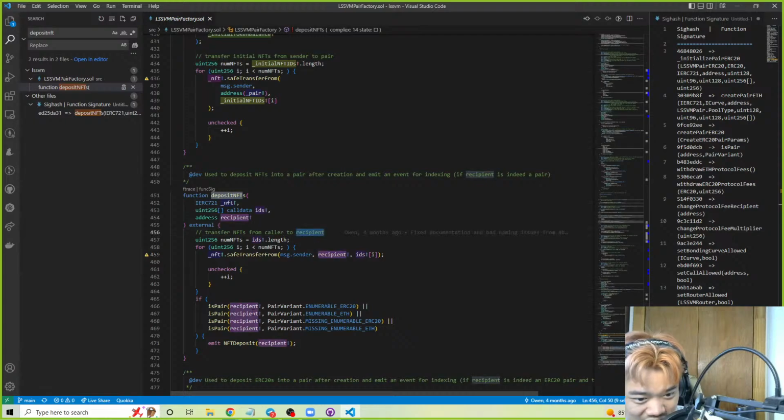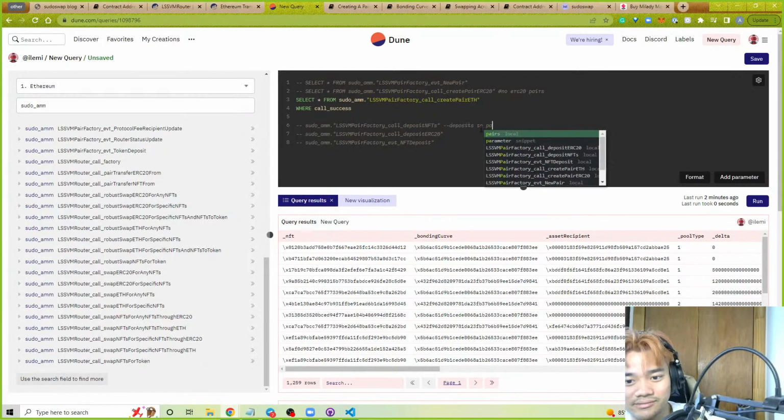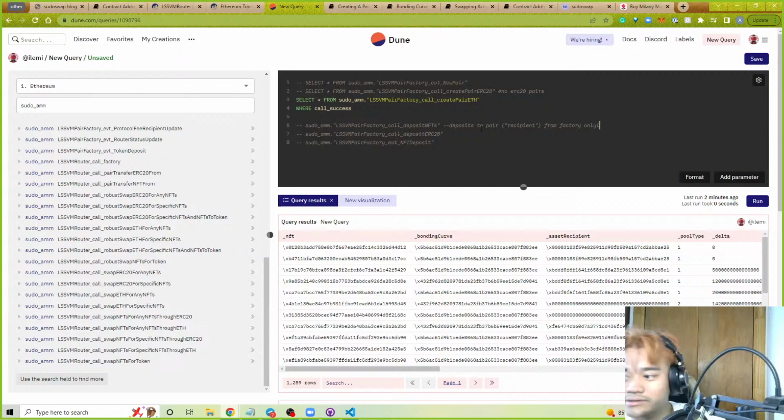Is recipient the pair? Yeah. Why do they call it recipient? Why don't they just call it the pair? All right. So, what have we learned so far? We've learned that deposits to pair recipient from factory only.